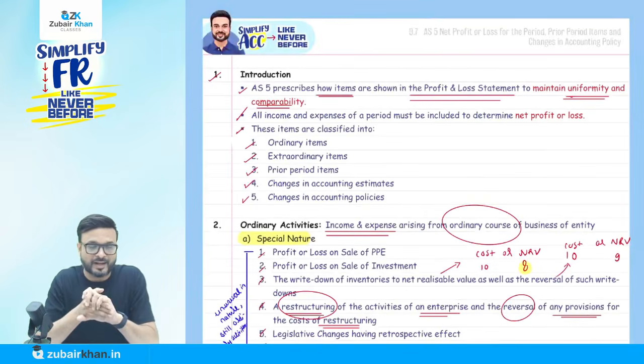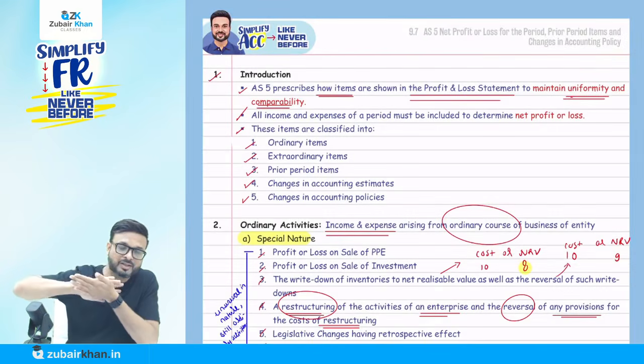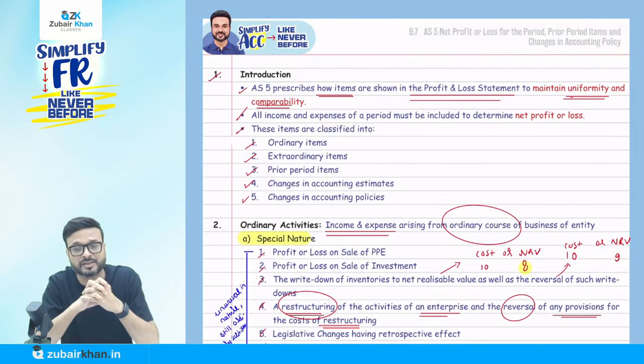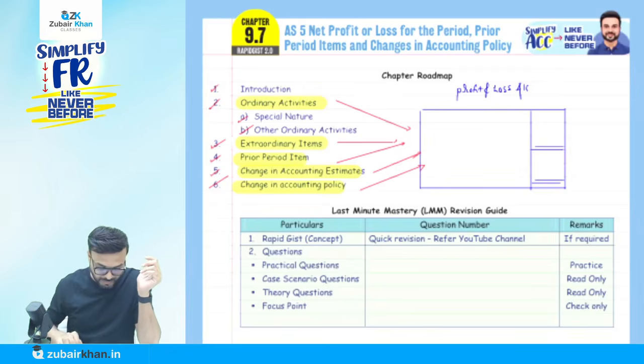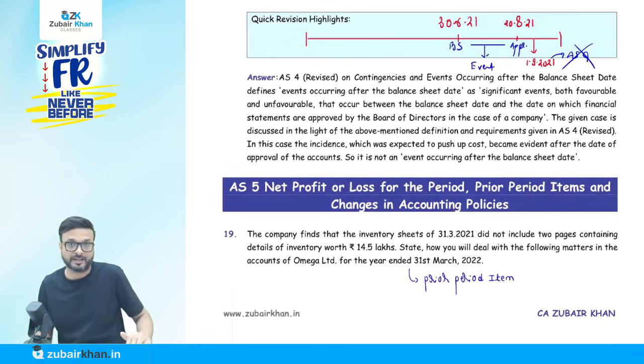Okay, so I told you that earlier. Not just AS, all the chapters of advanced accounting are not at all difficult. Very simple. Now what we'll do here is cover the questions. Now come to question number 19.